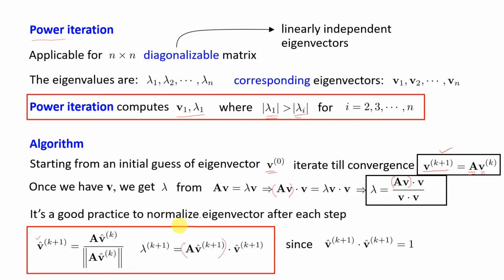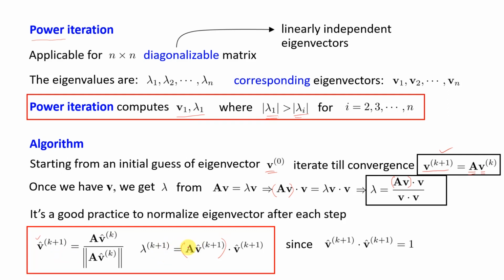I start from some initial guess v0. It is actually good to start from a normalized vector, but even if you don't, it will still work. Then I take the first step, calculate v1 normalized from this v0, get lambda 1, and this is how it goes on until convergence. Now it is easier to see the convergence because v will look similar as I go from one iteration to another, and lambda will obviously look similar as well.